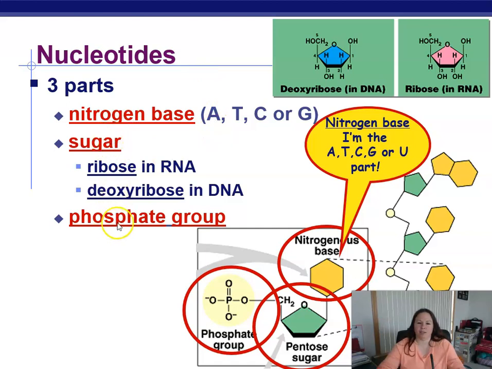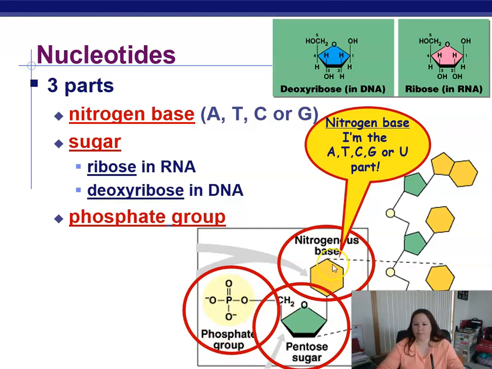Then there's also a phosphate group, which is basically a phosphorus atom surrounded by some oxygens, as we see here. This phosphate group has generally a negative charge, which basically gives DNA a negative charge, which becomes useful when we do things in the lab like DNA fingerprinting and trying to solve crimes.